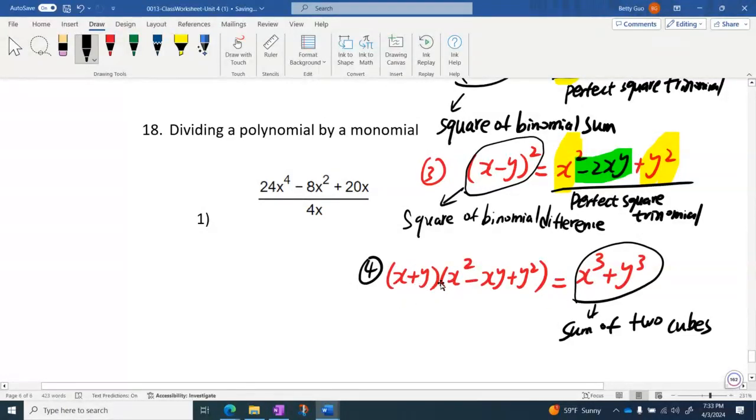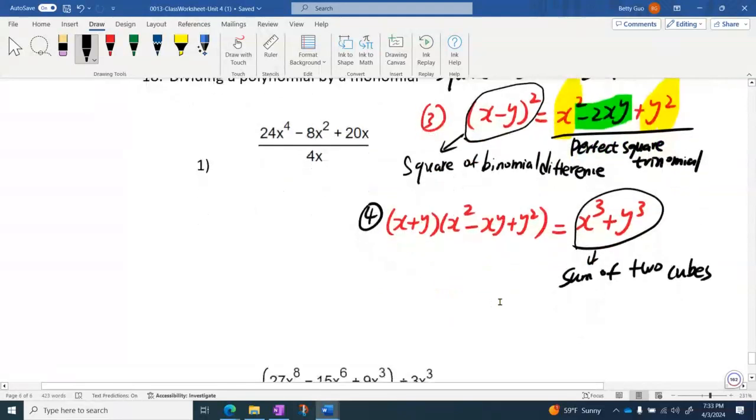So on the left side, we have a binomial times a trinomial. The binomial is simply the sum of the two bases. And the trinomial also looks pretty special. The first term is the square of the first base, and the third term is the square of the second base. And in the middle, we have a negative, minus the multiplication of the two bases. It takes memorization. I hope the name could help a little bit.